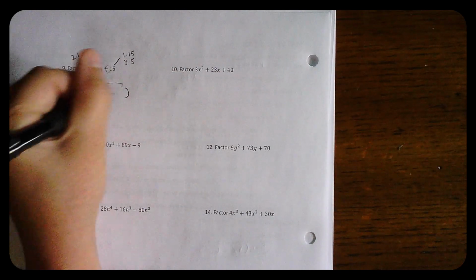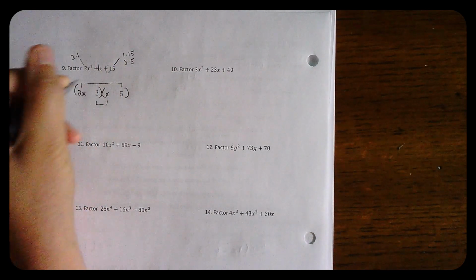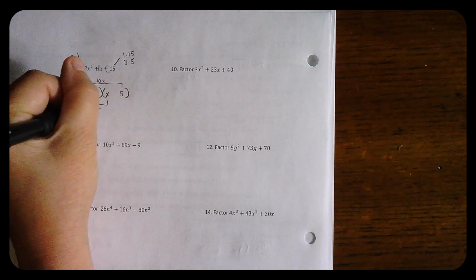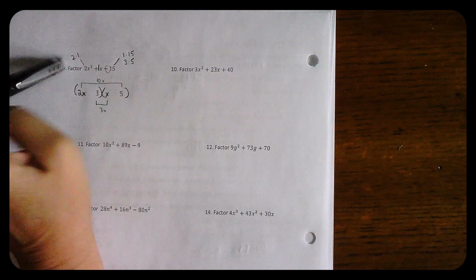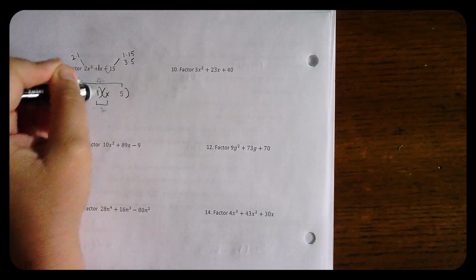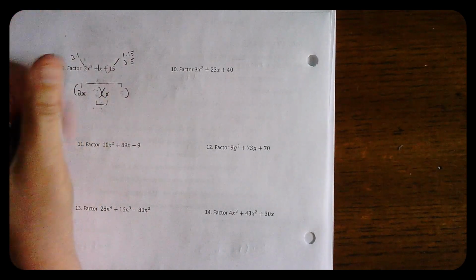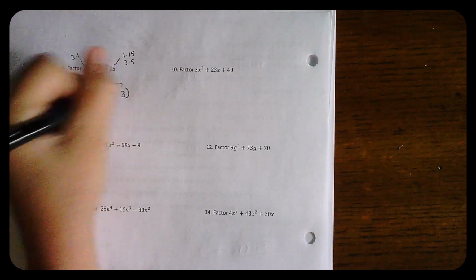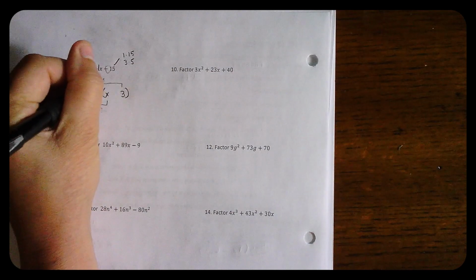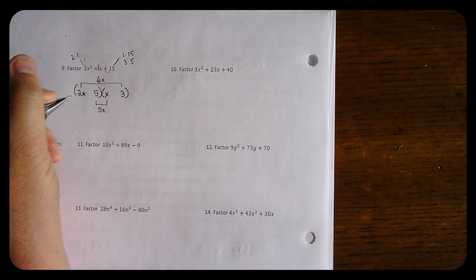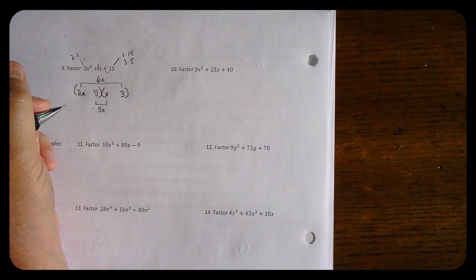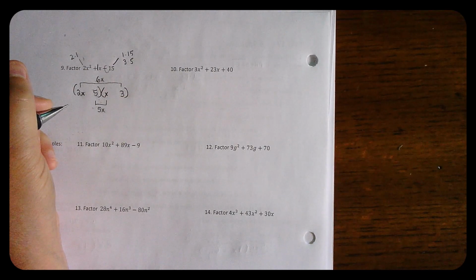So let's try 3 and 5. That would be 10x and 3x. They do not subtract to be 1. Let's try 5 and 3. That would be 6x and 5x. That works. They subtract to be 1. So I got the right numbers.